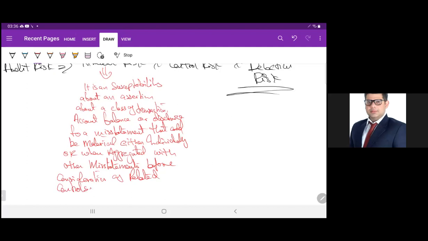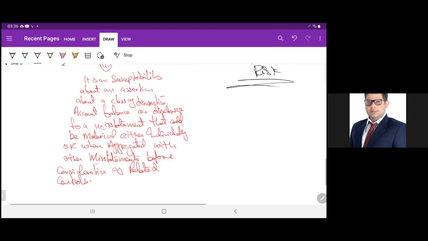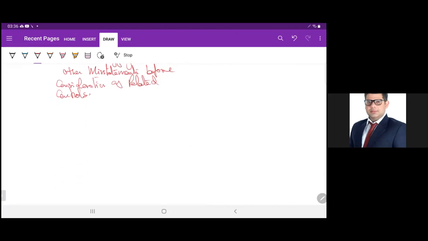In easy words, what is inherent risk? Inherent risk is the risk which a business carries from the inception of the business till the end of the business, right? From the start of the business till the end, the risk which the business carries is inherent risk, right? So, let me give examples on it.